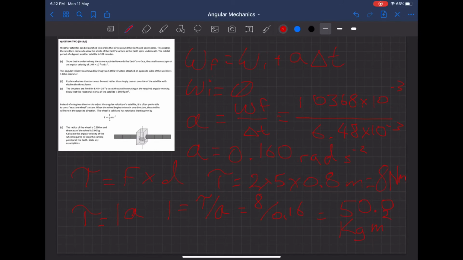Cool. So that's C. We used our understanding of angular mechanics, velocity and acceleration to calculate our acceleration, and then use that to calculate our torque. Using the information provided from the question, we used both our acceleration and our torque to calculate our rotational inertia at 50.0 kilogram meters squared. Okay. With that, we're going to make a start on question D. All right. So let me just get rid of the working here.